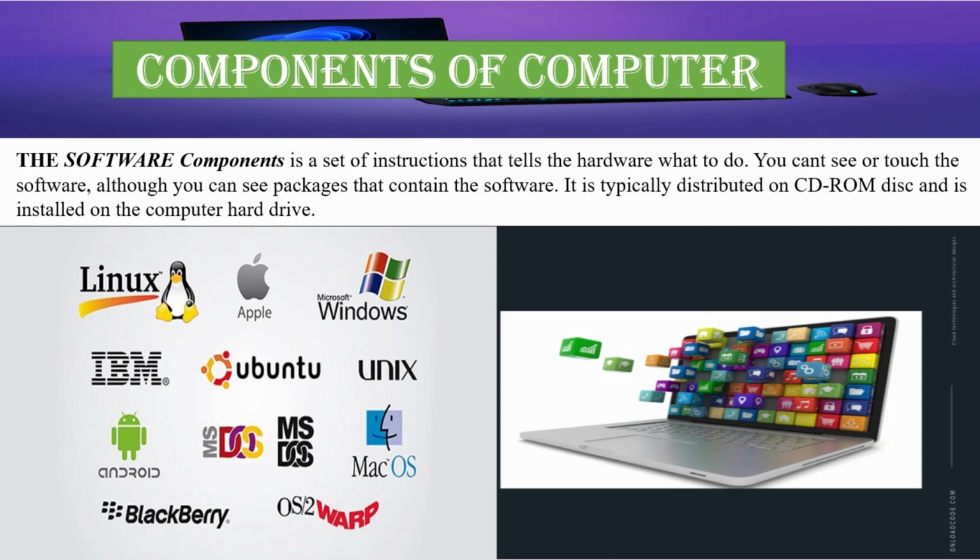These are examples of computer software. We have Linux, Mac OS, Unix, Android, BlackBerry, and anything you can see within the computer screen. You can see it and work on it, but you cannot touch it. It's an example of computer software.